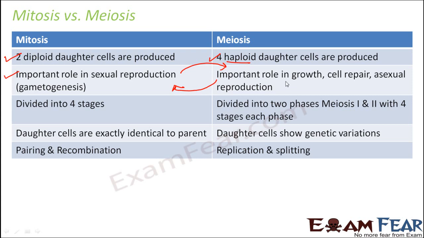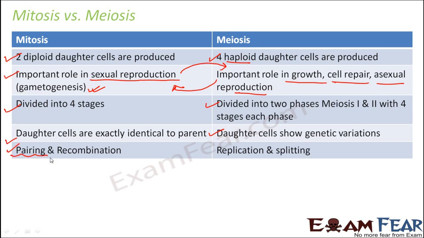When you say mitosis, it plays an important role in growth, cell repair, and asexual reproduction. But when you talk about meiosis, it plays an important role in sexual reproduction, that is gametogenesis. Please make a note that it is the opposite here. Mitosis is divided into 4 stages, that is prophase, metaphase, anaphase and telophase, whereas meiosis is divided into 2 phases or 2 cycles, meiosis 1 and meiosis 2, and each of these cycles has 4 stages. In mitosis, the daughter cells are exactly identical to the parent, whereas in meiosis, daughter cells show genetic variations. That is again one important difference.